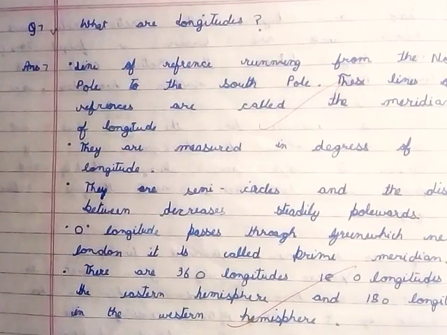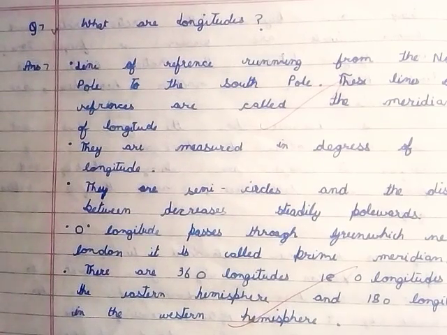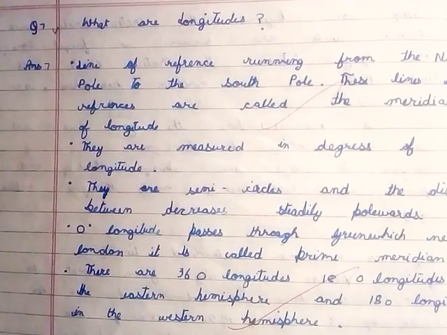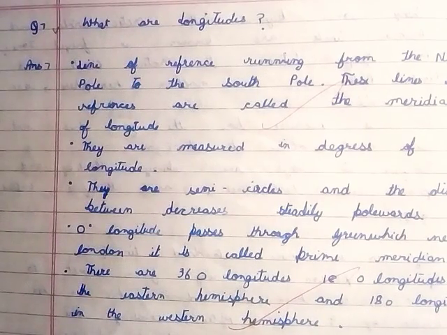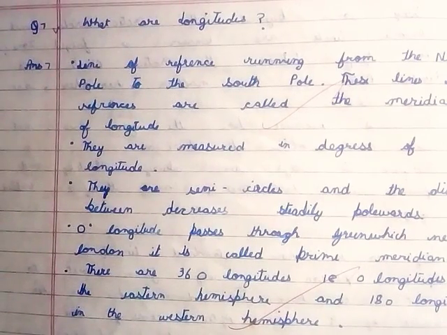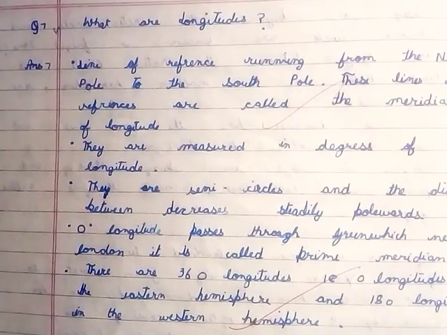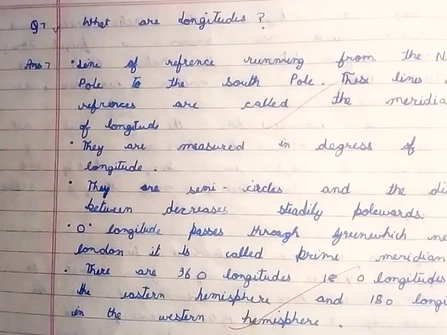Question number 7. What are longitudes? Line of reference running from the North Pole to the South Pole. These lines of references are called the meridians of longitude. They are measured in degrees of longitude.